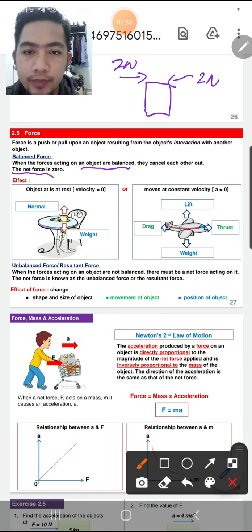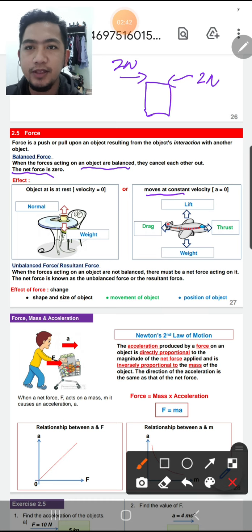Alright, or object move at constant velocity. The object still moves, but in constant velocity. What is meant by constant velocity? Means the object is still moving, but the velocity is constant. So as a conclusion, the acceleration is 0. Means the object does not accelerate, it moves constantly. Okay, the acceleration is 0.